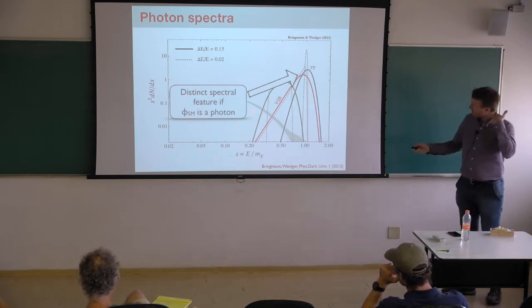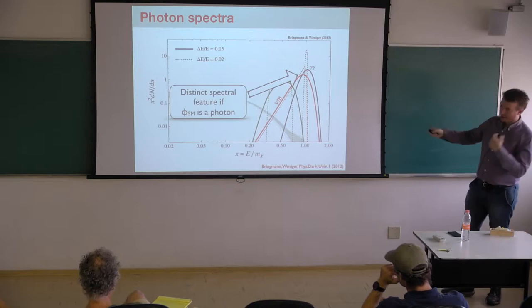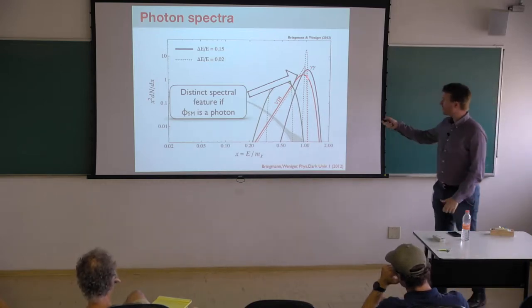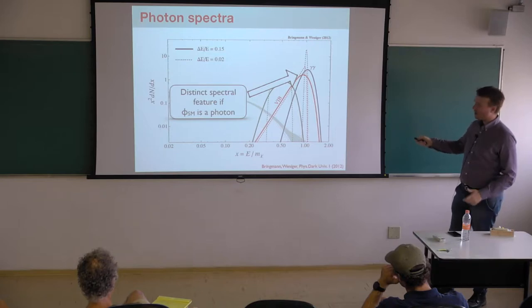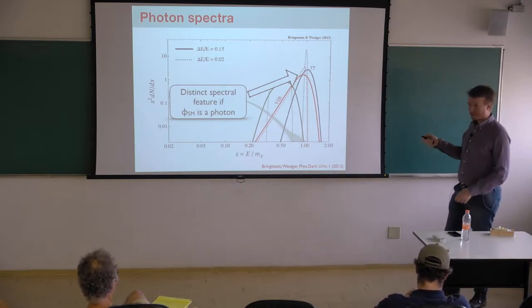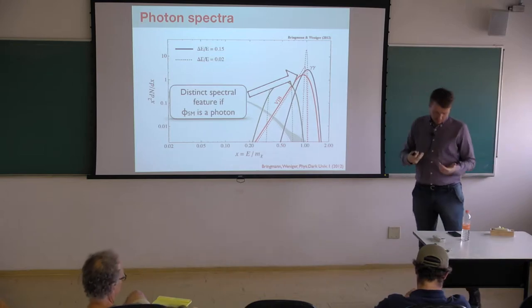Okay, so this is virtual internal Bremsstrahlung, where you have a photon emitted from the internal leg. You see, these are all cases where you get this feature. I will focus on lines today because they allow us to do a more optimized search.